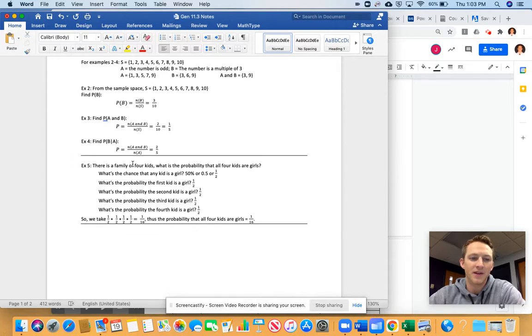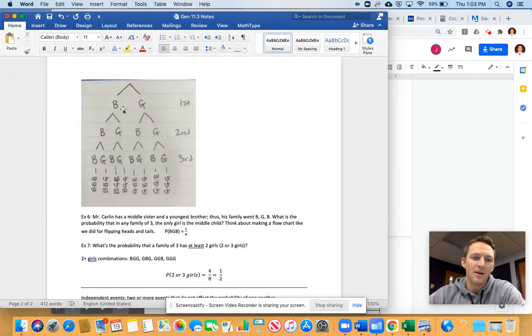Moving on, there's a family of 4 kids. What is the probability that all 4 kids are girls? So what's the chance that any kid is born a girl? It's 50% or 0.5 or 1/2. So then we kind of move on. What's the probability the first kid is a girl? 1/2. What about the probability the second kid is a girl? Still 1/2. What's the probability the third kid is a girl? Still 1/2. And the probability the fourth kid is a girl is 1/2. So what's the probability that all 4 kids are girls? We're going to multiply all these probabilities together. So 1/2 times 1/2 times 1/2 times 1/2 is 1/16.